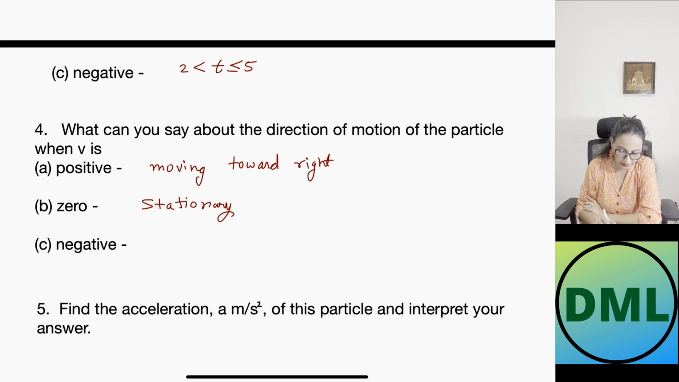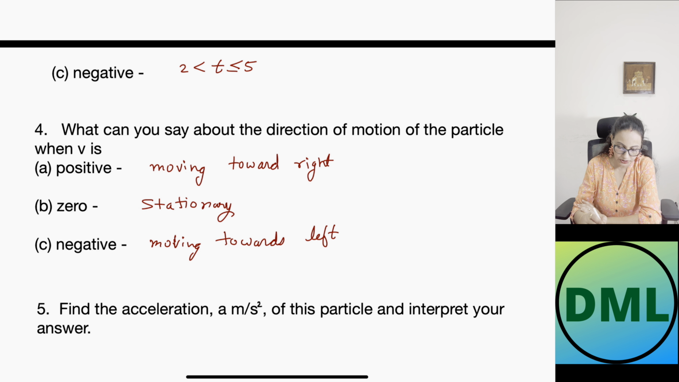In the third part, what can you say about the direction of the motion when the velocity is negative? Velocity is negative from greater than 2, less than or equal to 5. In that portion, we can say that we are moving towards the left. Let's write down the answer here. Moving towards the left. You are going in the left direction.